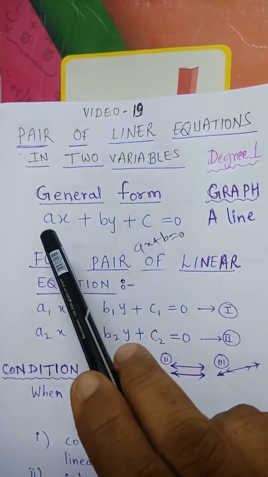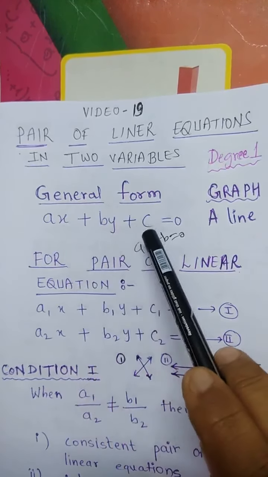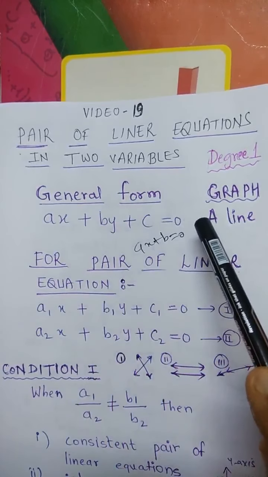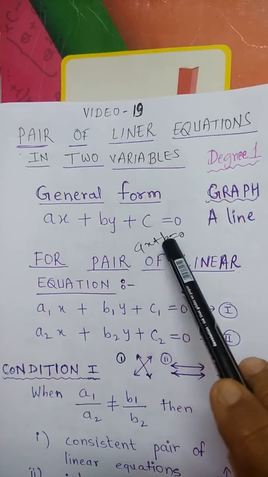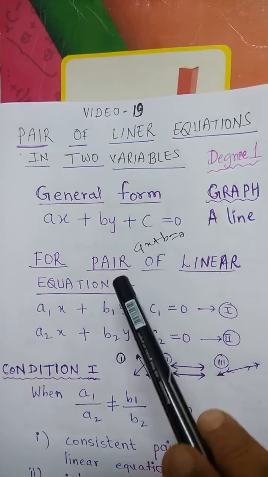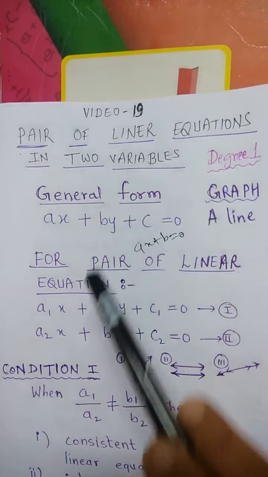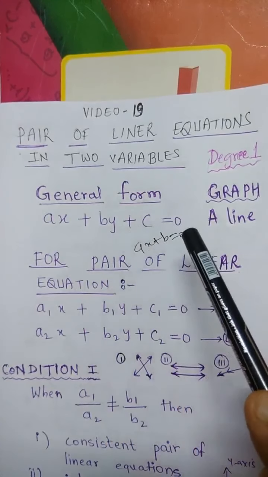Repeat with me. Ax plus by plus c equal to 0. This is a linear equation in one variable: ax plus b equal to 0. But today we will learn about pair of linear equations in two variable: ax plus by plus c equal to 0.